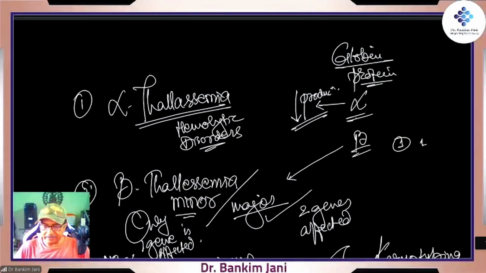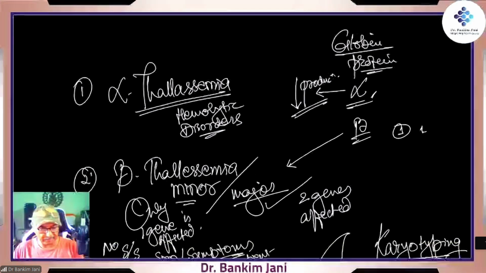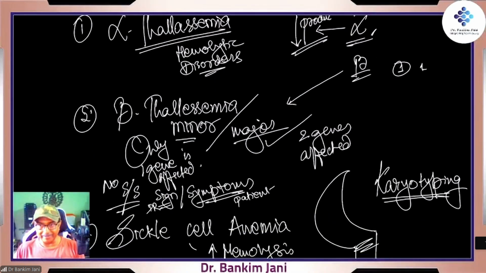Globin proteins: if there is any problem in these proteins, that will lead to blood disorders. So if there is decreased production of the alpha unit, then it leads to alpha thalassemia, which is a hemolytic disorder. Blood cells break. When there is a problem in beta, then it is called beta thalassemia. Now there is minor and major. Both of these. Minor is what?